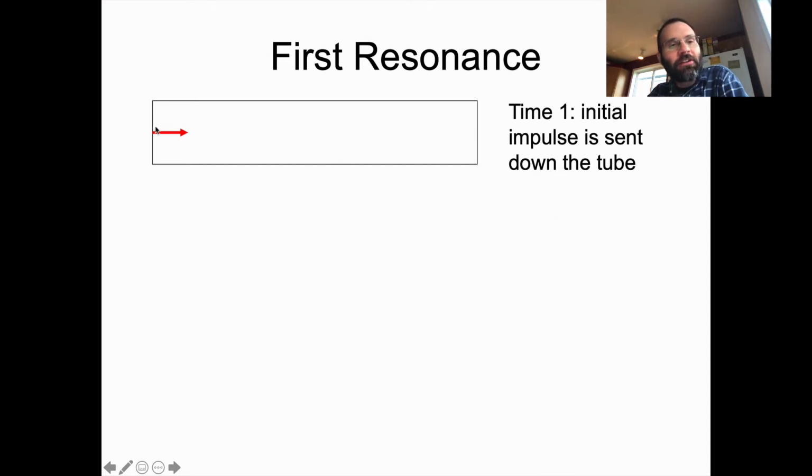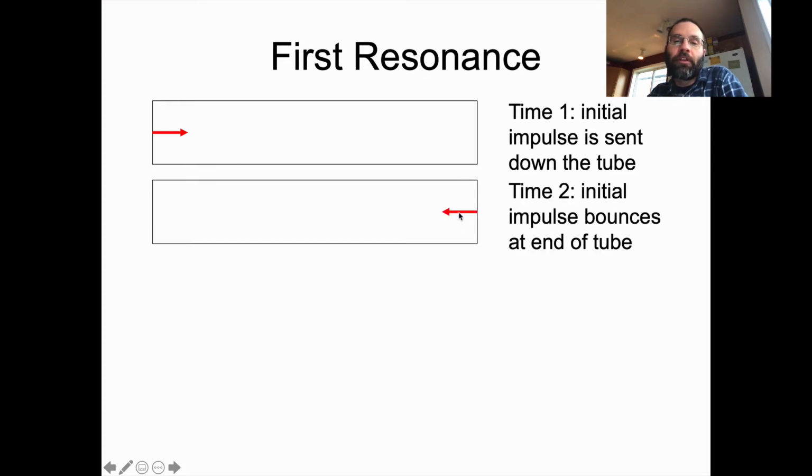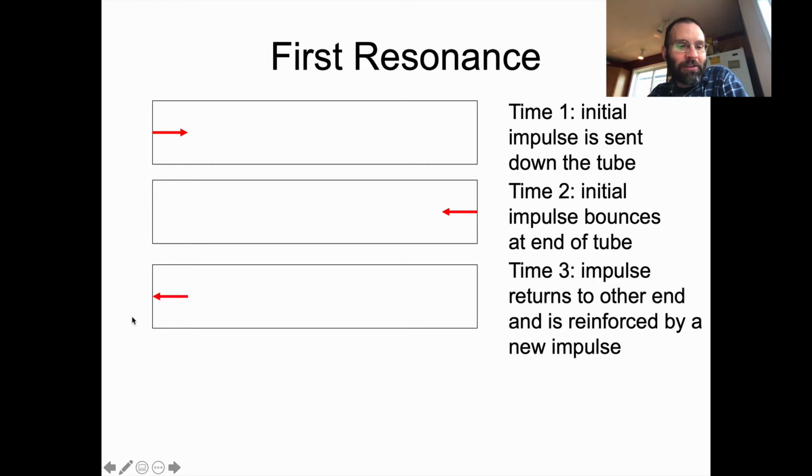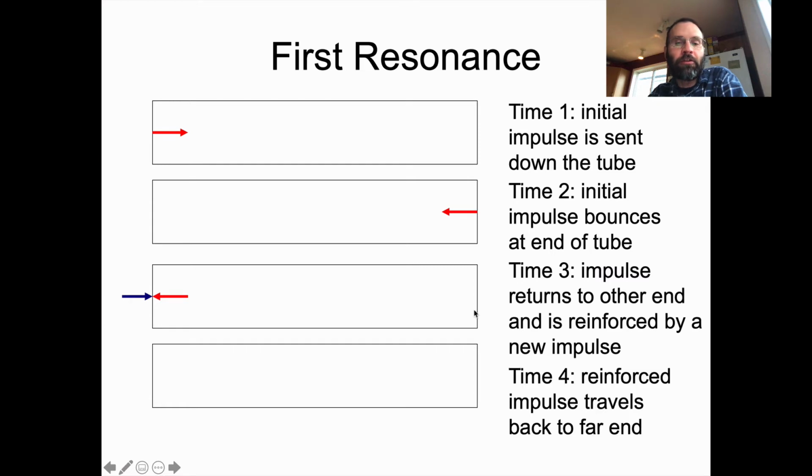So we have this initial impulse sent down the tube. At time 2, it's going to hit the far end of the tube and then bounce, come back like the tsunami hitting the west coast and then traveling all the way back to Japan, the loudspeaker. And this is time 3, so the impulse has returned to the other end, and in order to set up this standing wave pattern, we have to reinforce it. So I'm going to push again with a different pressure pulse, and that's going to combine with this one and go all the way down the length of the tube, and at time 4 we will have reached the far end with this reinforced pressure pulse.